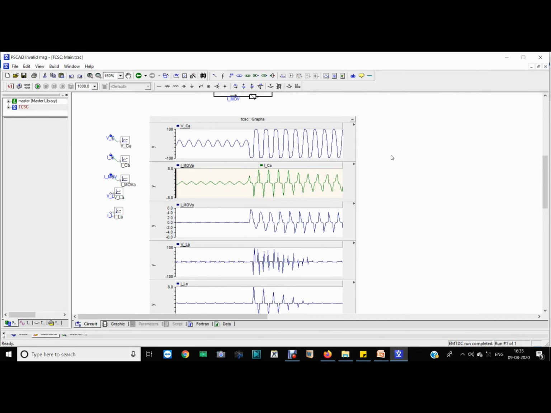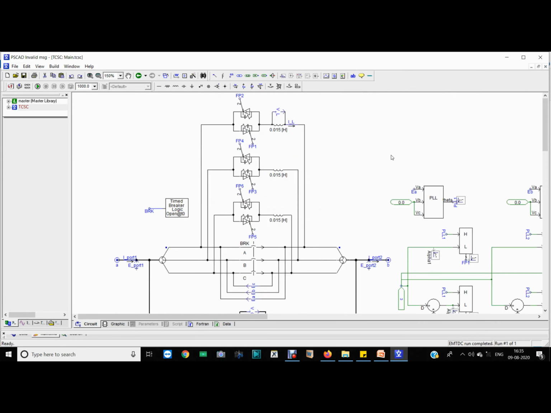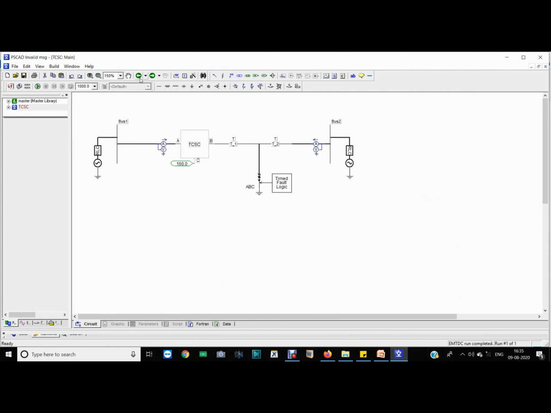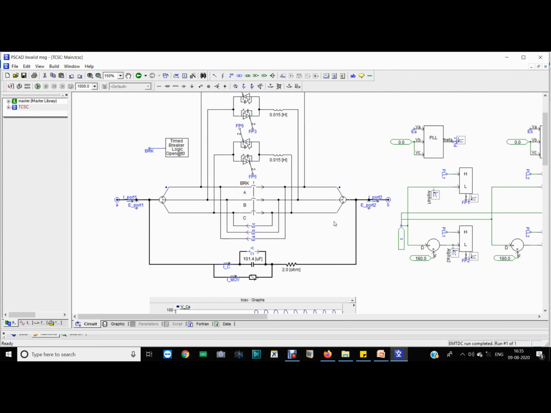So I will give this model in the description box. You can go through it. First you need to go through Mathur's book. It will give you a clear understanding about the TCSC, and if you see this video, I hope you will get a clear picture on TCSC.